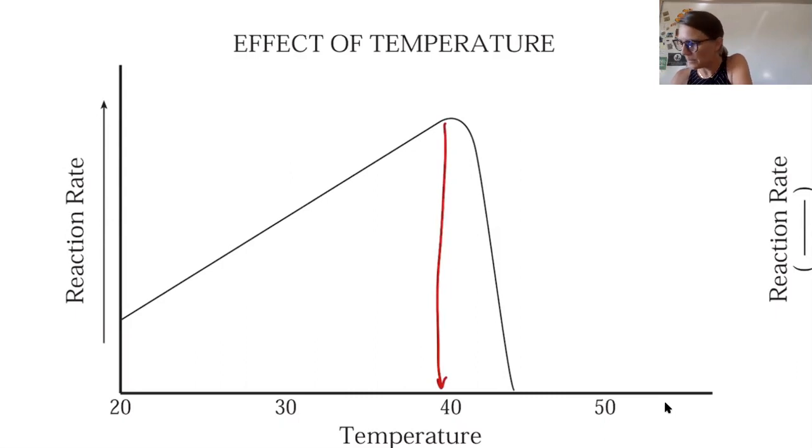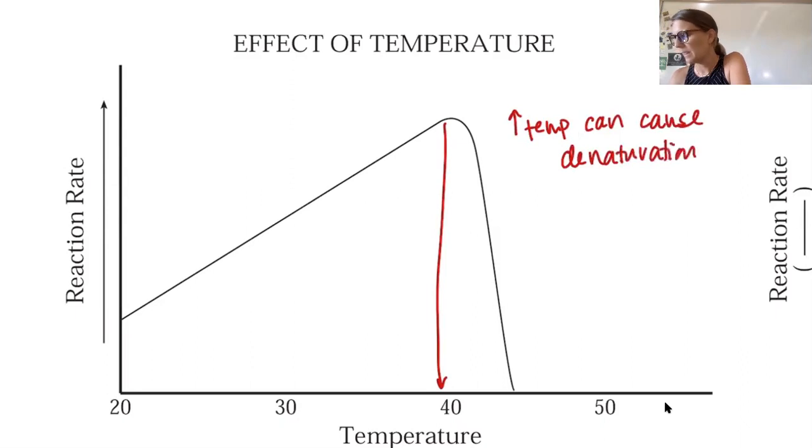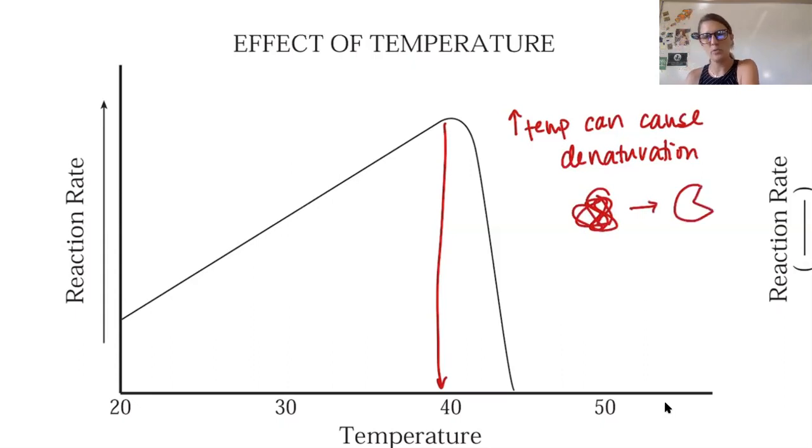However, high temperatures, as we know, can cause denaturation. I'm just going to put denaturation. So instead of having our nice little enzyme that has an active site in its three-dimensional form, denaturation causes it to go back to its primary structure, and therefore you do not have an enzyme that can function.